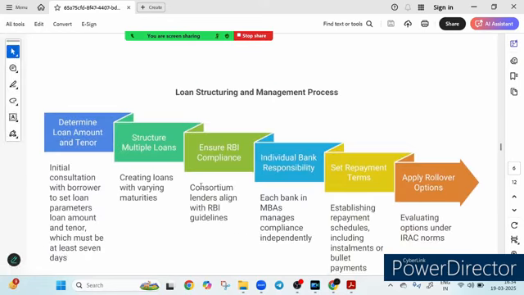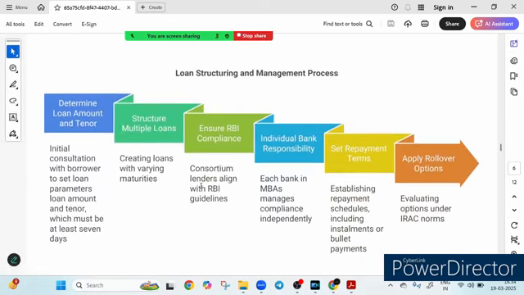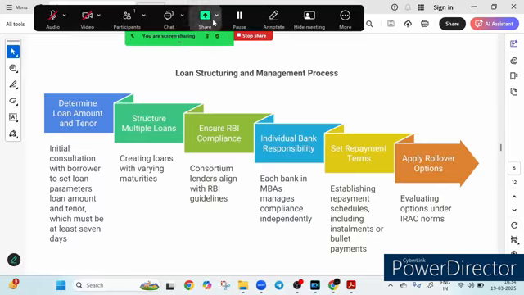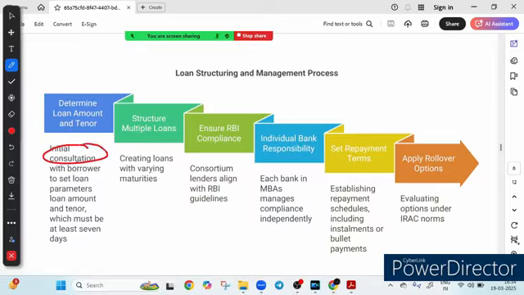Now let's shift our focus. Friends, let's walk through the loan structuring and management process step by step. First, determine the loan amount and tenure. Start with the consultation. Finalize the loan amount and the tenure, which must be at least 7 days. You consult with the borrower to set the loan parameters, loan amount and tenure. Then you structure multiple loans, which means designing loans with varying maturity to balance flexibility and repayment timeline.